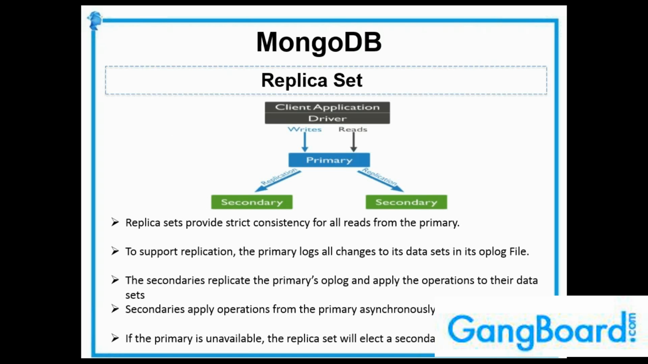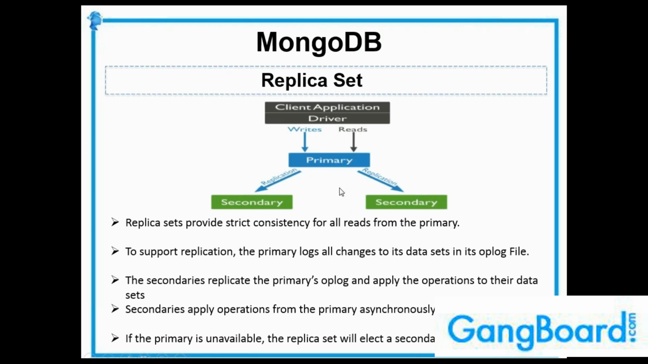This is an example of a replica set. The client application drivers are pointing to the primary. They are doing both the reads and writes on the primary, and those writes are getting synced with the secondaries.